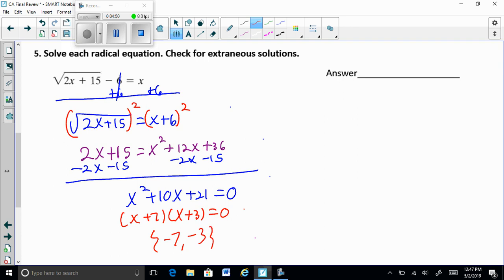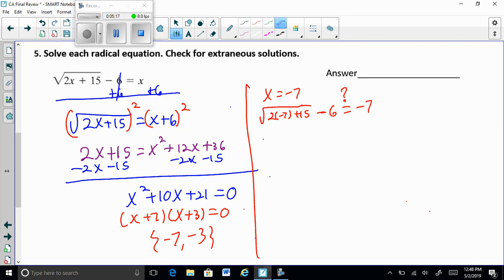All right, one of those probably, they could both work, but one of them probably doesn't. So I'm going to go over here and check it. So we can start with negative 7. So let's see, square root of 2 times negative 7 plus 15, then take away 6. And is that going to equal negative 7? Is it possible that that will equal negative 7? Well, let's find out.